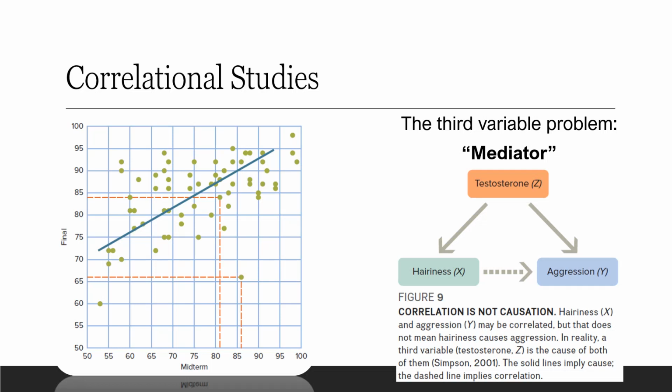However, you fail to take into account that there is another variable that influences the two. It's not hairiness that makes a person aggressive, but rather there's another variable. And in this context, that would be the male hormones or the testosterone. So if you have a lot of male hormones, then you are more likely to be hairy. At the same time, you are more likely to be aggressive.